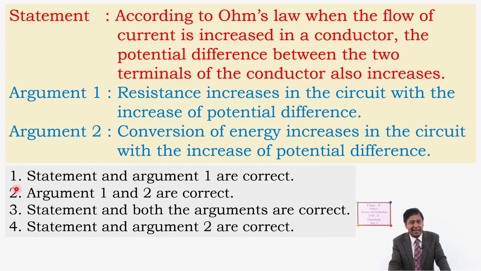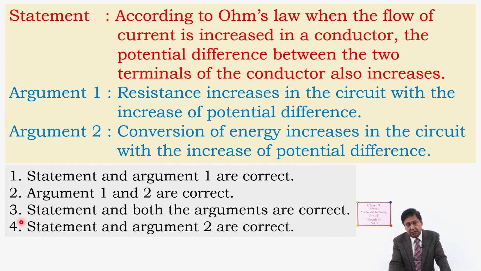So we'll cancel option number 1 because half of the part of this option is correct and half of the part of this option is incorrect. So as a whole, number 1 is cancelled. This is not the correct option. Now let's go to 2: argument 1 and 2 are correct. Is it correct? Just now I told you argument 1 is incorrect. Then why should we go through argument 2? Both are told to be correct here. If one is incorrect, then we'll cancel this option number 2. This is also not correct.